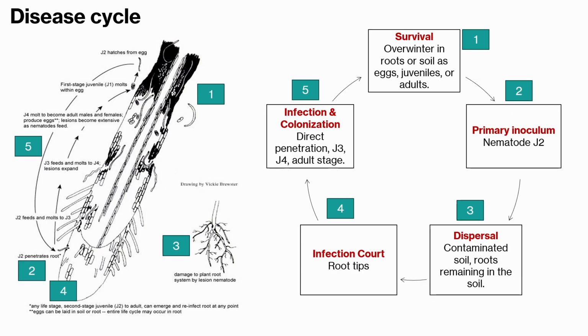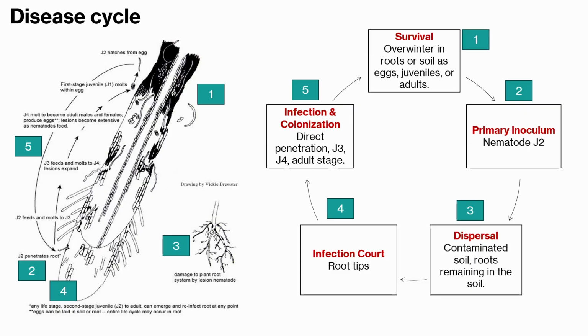They are dispersed by contaminated soil, roots remaining also in the field. For example, there is a common practice called tillage. So the nematodes are dispersed, but for example, when you do this activity, the tillage, you move the soil, so you can move contaminated soil from those contaminated areas to not contaminated areas. You can also move roots, so it's like you're spreading the disease in the field.